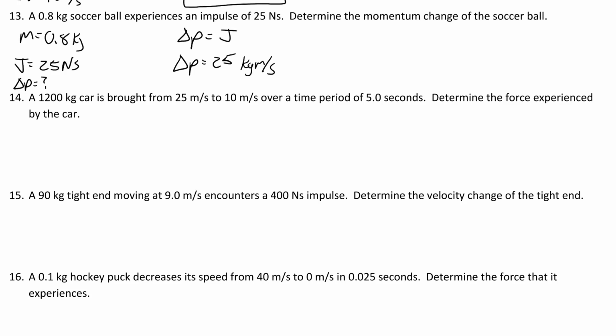14 says the mass, a 1,200 kilogram car, is brought from, so your initial velocity is 25 meters per second. Your final velocity is 10 meters per second. Over a time period, so t is equal to 5 seconds. It says determine the force experienced by the car.